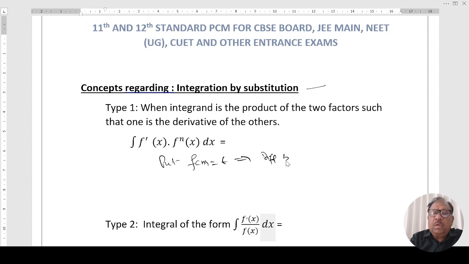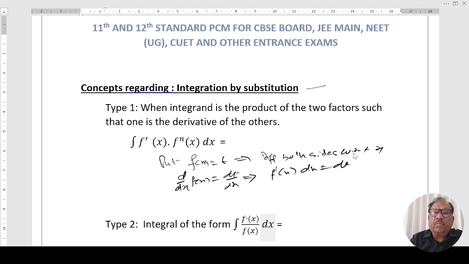differentiating both sides with respect to x. So d by dx fx equal to dt by dx. We can write f dash x into dx equal to dt. Now, in place of this f dash x into dx, we can replace by dt. This comes out to be t to the power n dt. On applying power formula, t to the power n plus 1 divided by n plus 1 plus c.